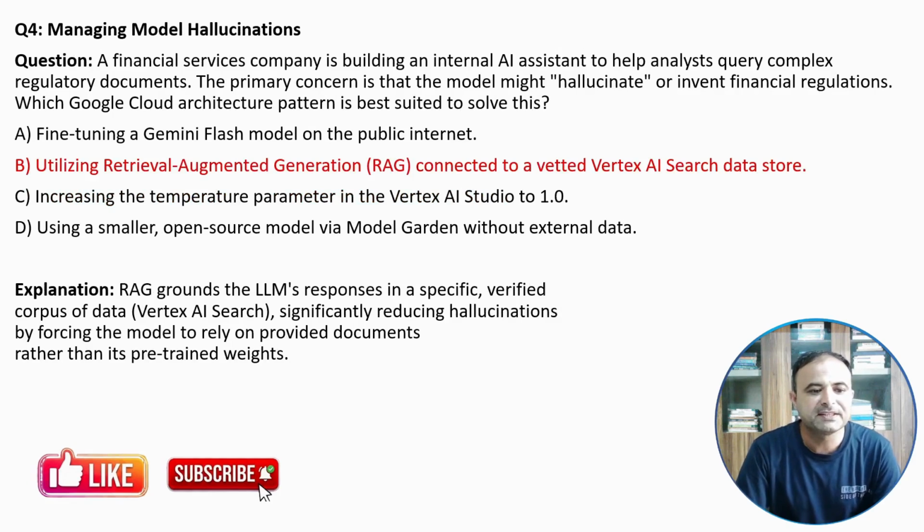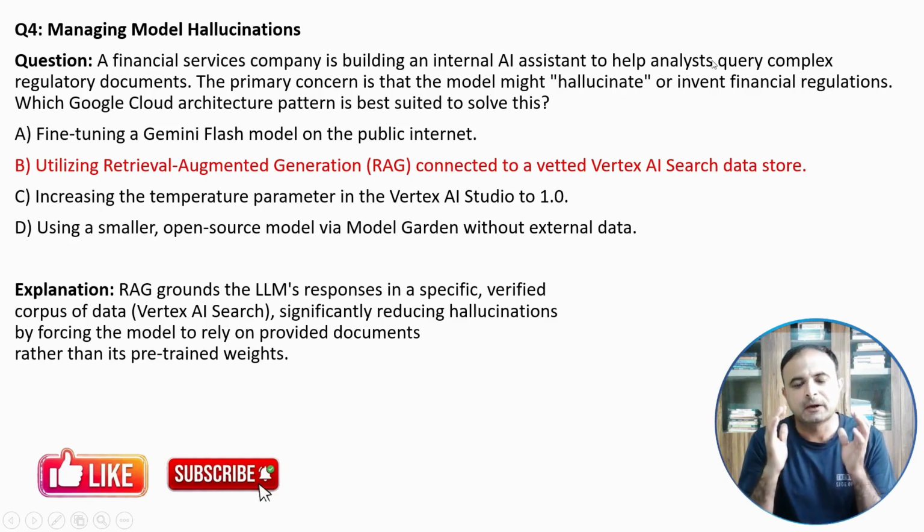Next, managing model hallucination. A financial services company is building an internal AI assistant to help analysts query complex regulatory documents. The primary concern is that the model might hallucinate or invent financial regulations. Which Google Cloud architecture pattern is best suited? Utilize the RAG approach, providing RAG context from a Vertex AI Search data store, because the analysts query complex regulatory documents and we are providing external documents for the relevant search.